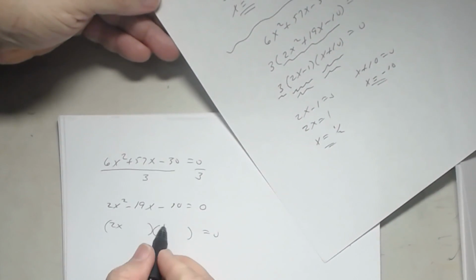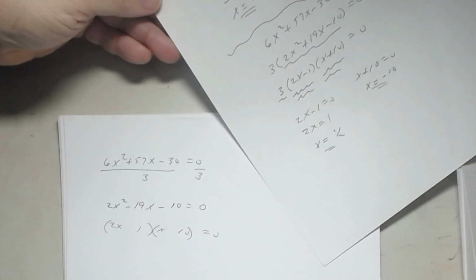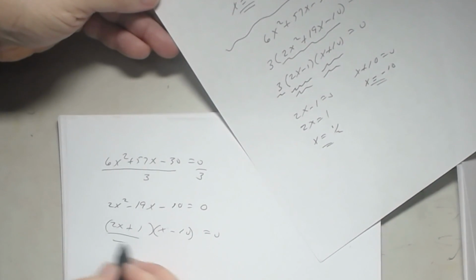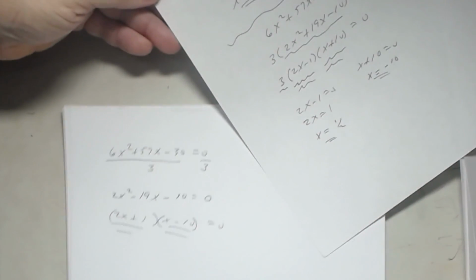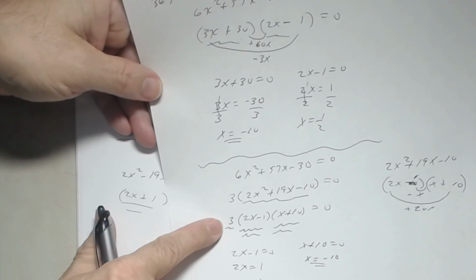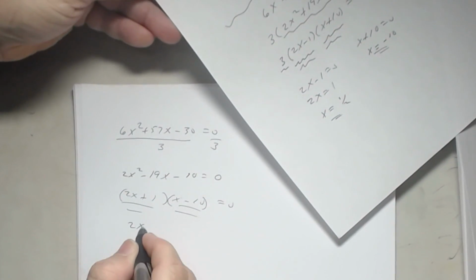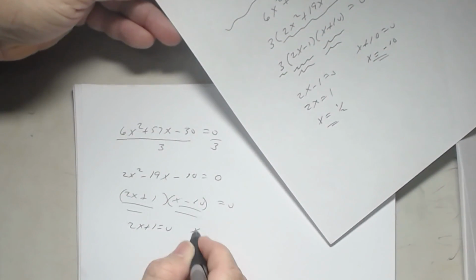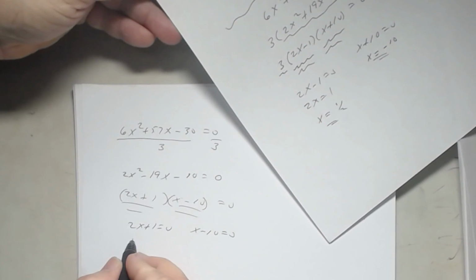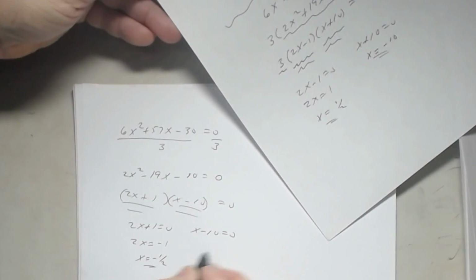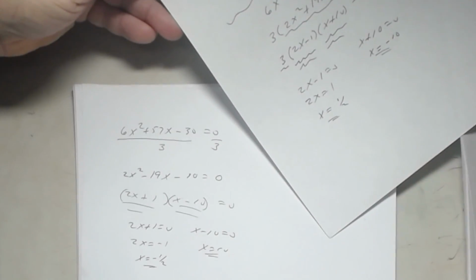So then I factor this: 2x, x, 10, 1. Remember that? And that was minus and plus. Then I set each of these equal to 0. Here I had that extra 3, but it was never used to begin with. So 2x plus 1 equals 0, and x minus 10 equals 0. So 2x equals negative 1, x is negative 1/2. Here x is 10. Okay?